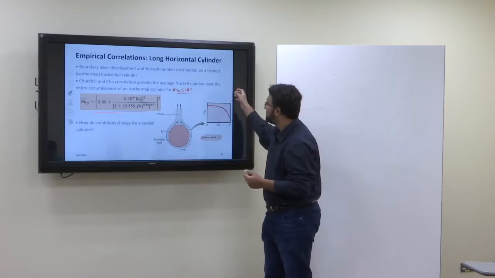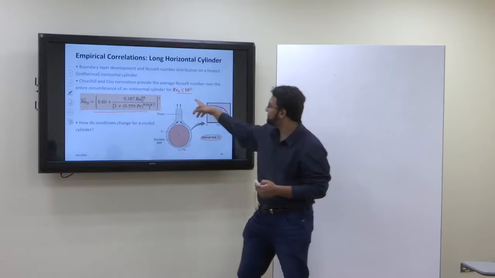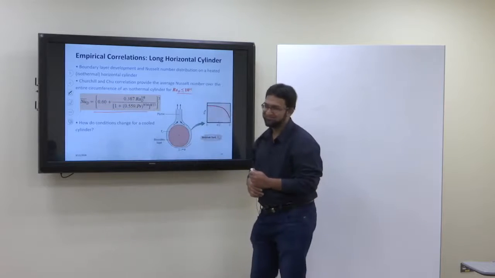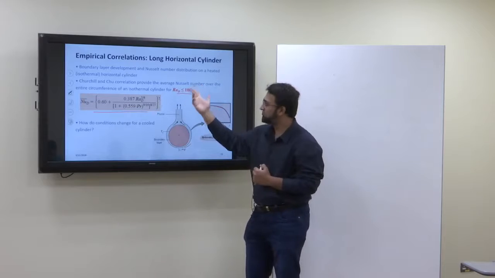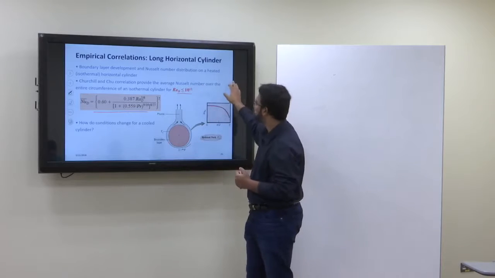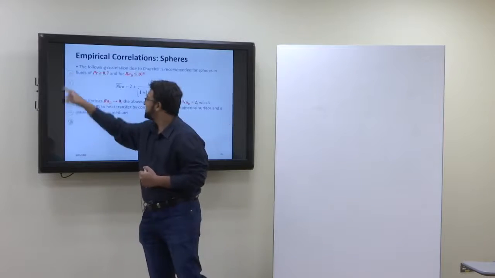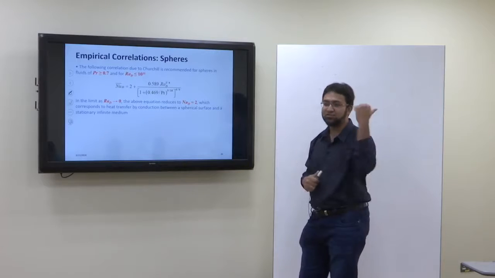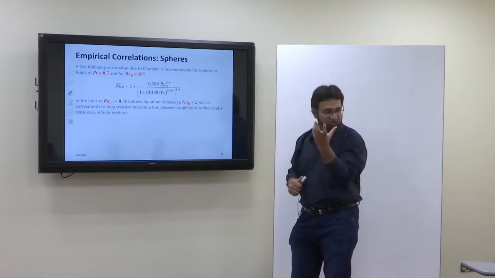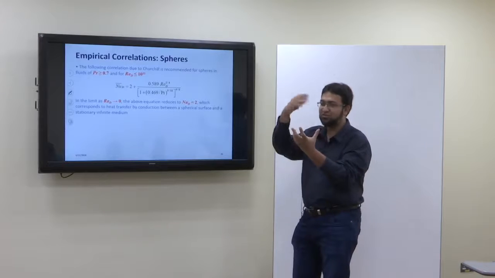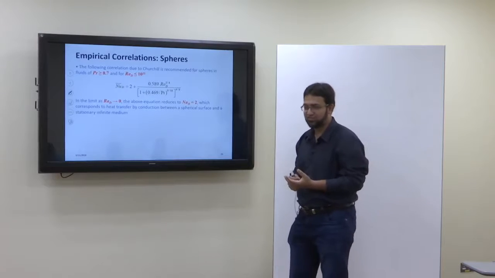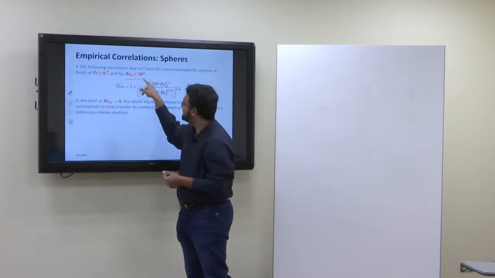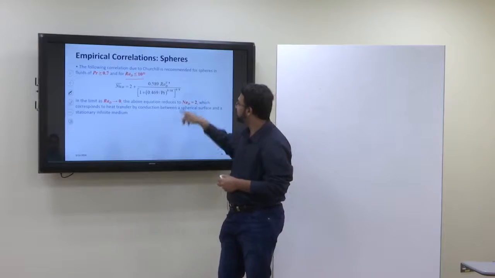Okay. So we have this, and this correlation is basically the Churchill and Chu correlation. That was for the cylinder. Now suppose you have a sphere, and you have free convection across the heated sphere. For that, if the Rayleigh number is less than 10 to the power 11, then this is the correlation.